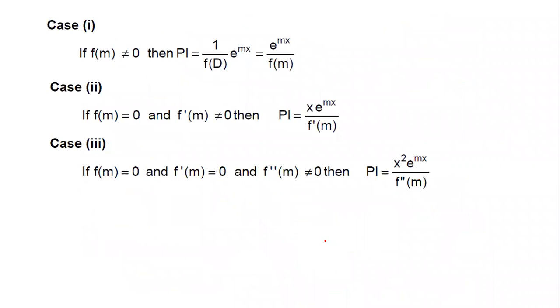See the next page, case 1: if f of m is not equal to 0, we can directly get the answer. In case f of m equals 0, then what is the solution here? Multiply with x in the numerator and differentiate with respect to D in the denominator, and then substitute.